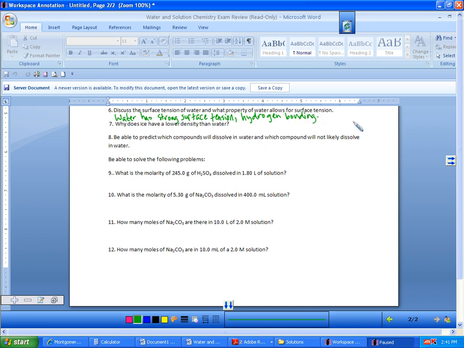If you look at a water droplet, it tends to be spherical in nature, and that's because there's nothing up here for the water molecules to bond to, so the forces pull inward and pull it into that spherical shape.